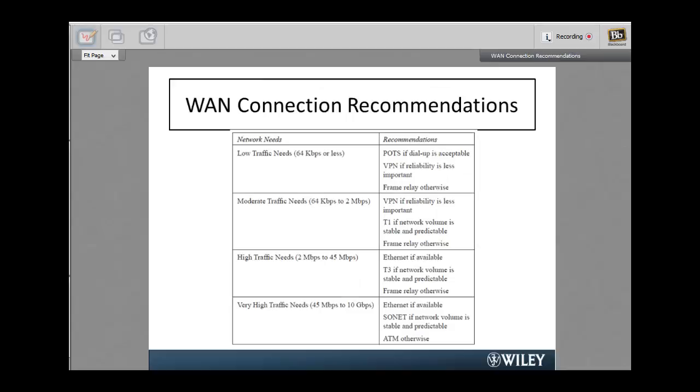And here is the WAN connection recommendation. According to the network needs, there is a recommendation for use. For example, for very high traffic needs, Ethernet if available, and SONET if network volume is stable and predictable. Otherwise, you use ATM. These recommendations help you design the WAN and choose the right protocol for it.